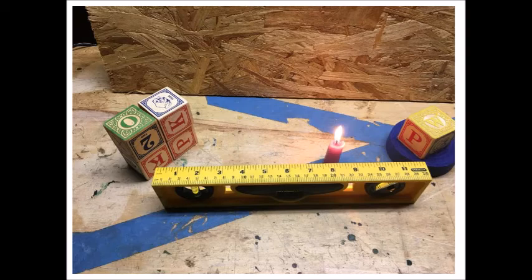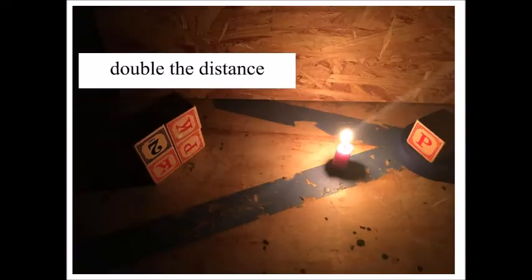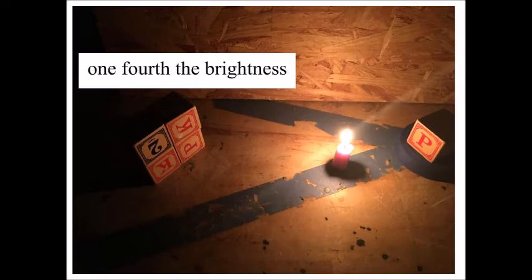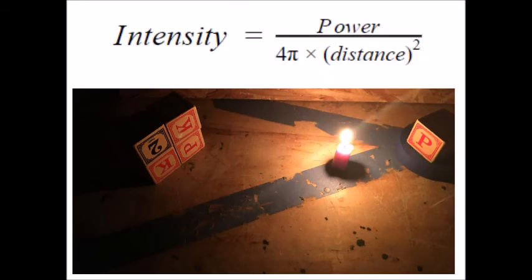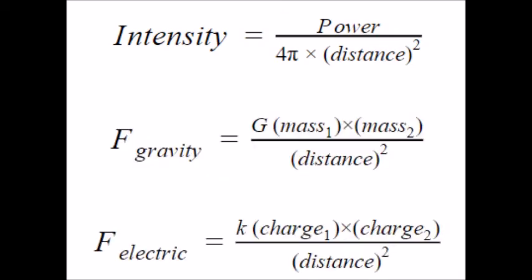From paint to light, the candle is 4 inches from the block on the right. It is 8 inches from the block on the left. Turn off the lights and notice that double the distance means 1/4 the brightness. But we have 4 times the area, so that means we are absorbing the same amount of light. The same amount shooting off to the left and to the right. And the equation with the square and the pi, and they should be there. It's good that they're there. And the gravity and the static electricity too.